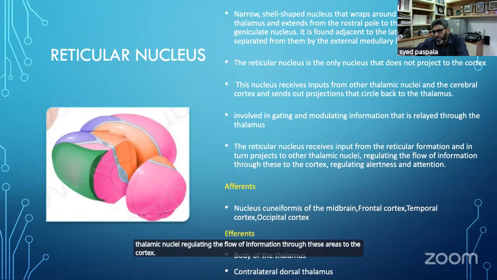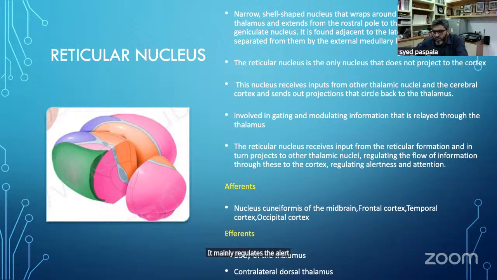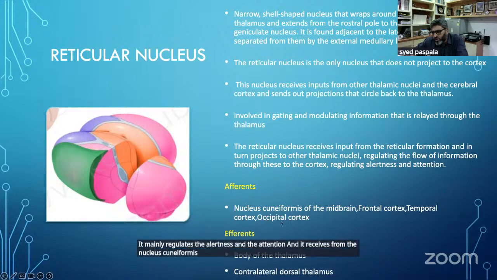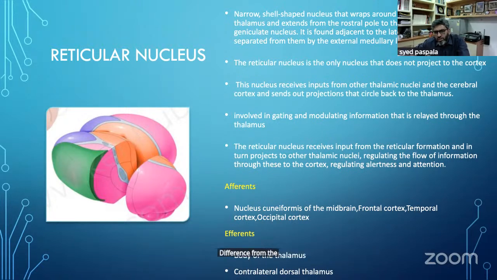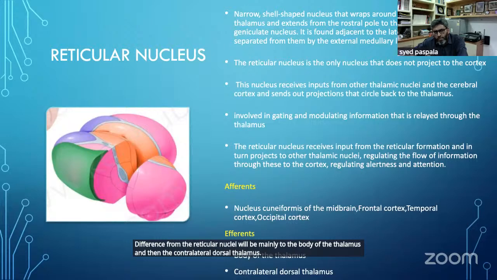It mainly regulates alertness and attention, and it receives afferents from the nucleus cuneiformis of the midbrain, frontal cortex, temporal cortex, and the occipital cortex. Efferents from the reticular nucleus will be mainly to the body of the thalamus and then the contralateral dorsal thalamus.